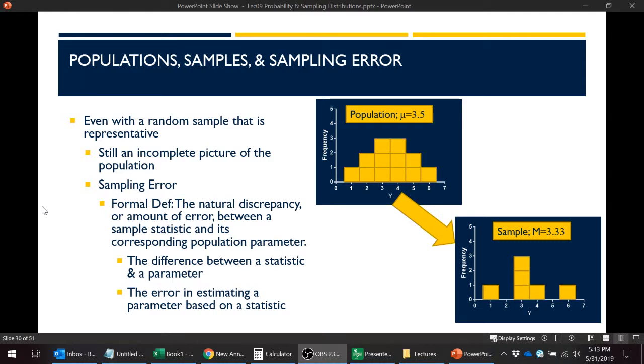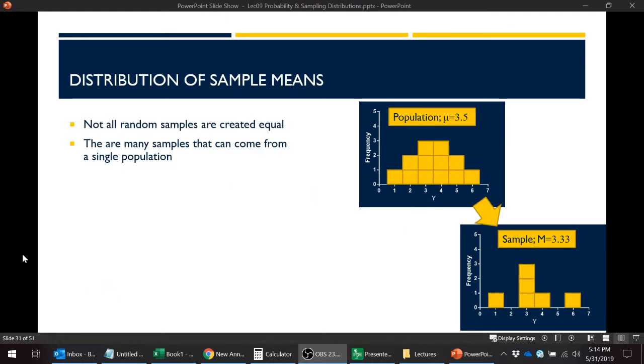This difference is called sampling error. So if we were to formally define sampling error, it's the natural discrepancy or amount of error between a sample statistic and its corresponding population parameter. Now, the term error is specifically used because we are trying to estimate the population mean based on the sample mean. Consequently, any difference between the population mean and the sample mean is actually how much error there is in our estimate, how far off we are, how big of an error we made.